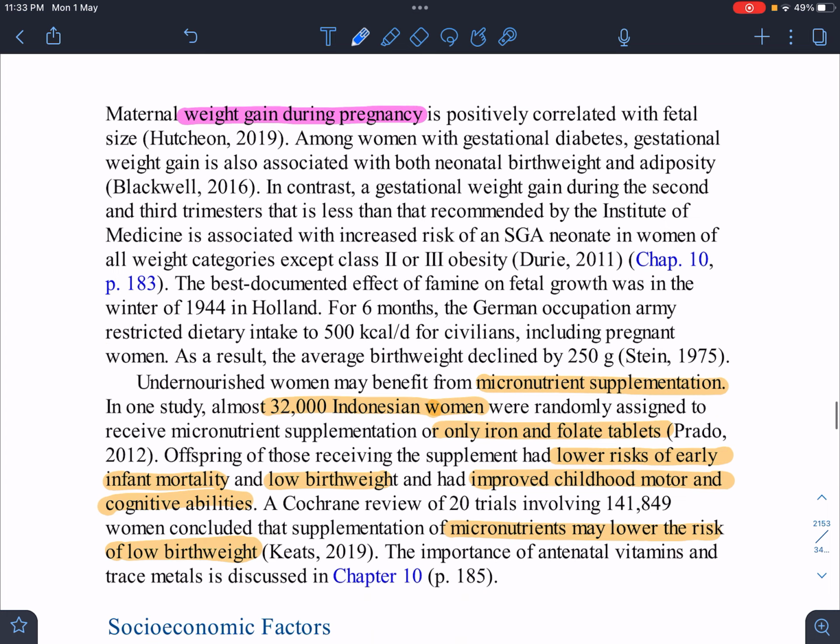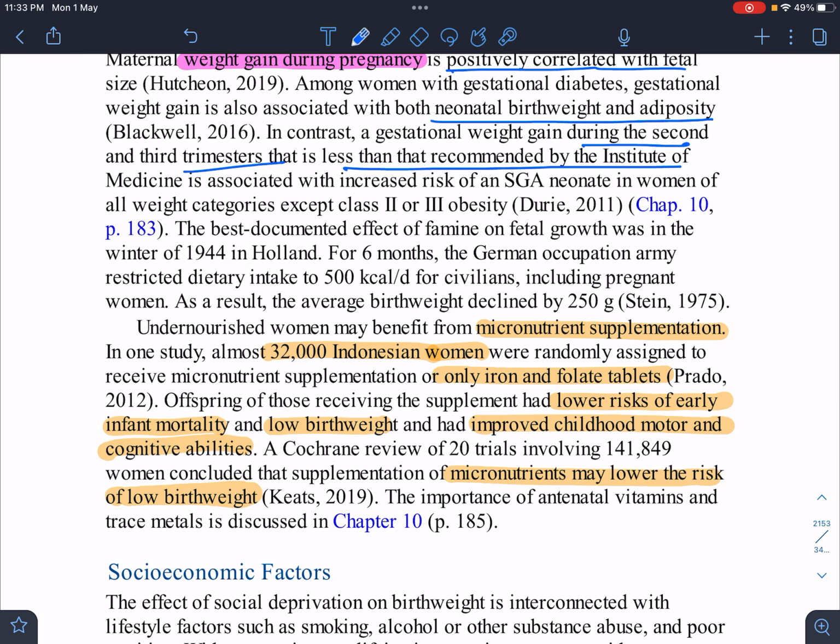Now weight gain during pregnancy is positively correlated with fetal size. Okay, and especially among women with gestational diabetes, weight gain is associated with both neonatal birth weight and adiposity. In contrast, weight gain during the second and third trimester less than that recommended by the institute is a risk. Okay, so for 6 months, okay, not this.